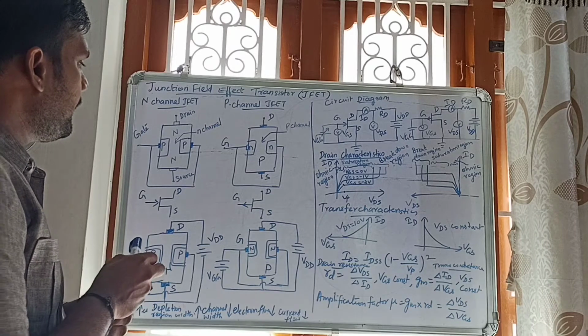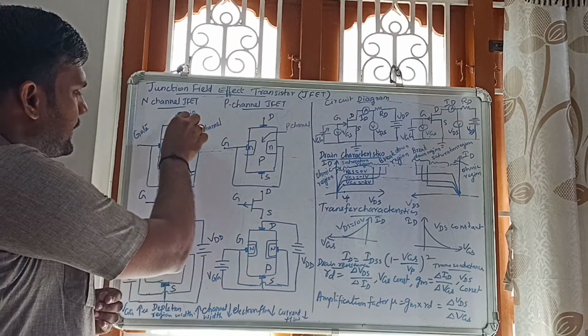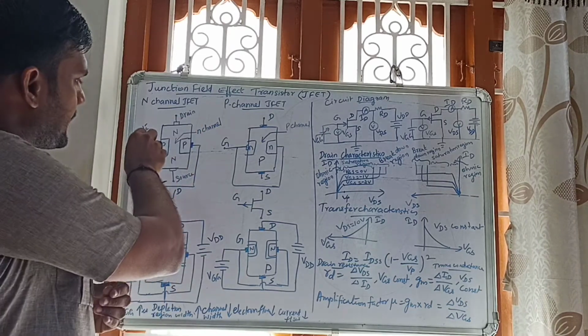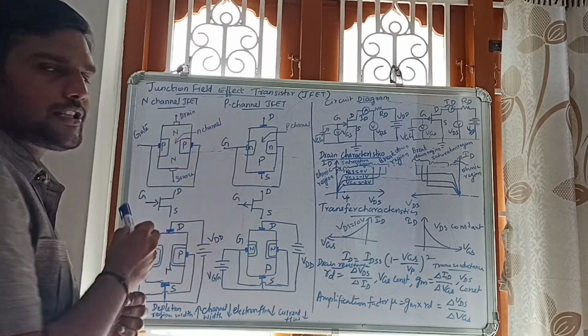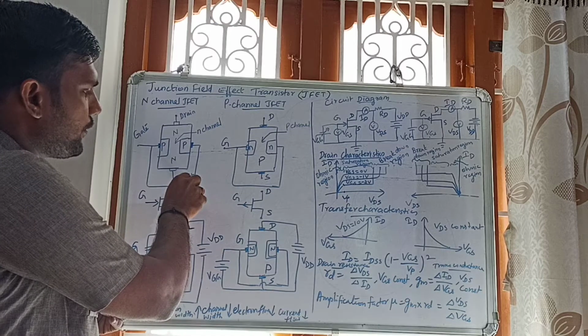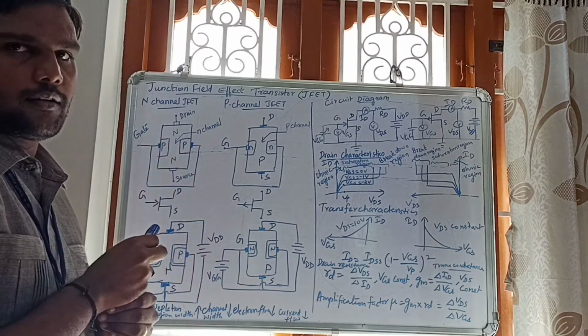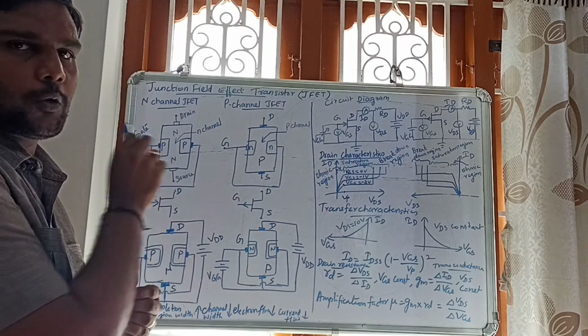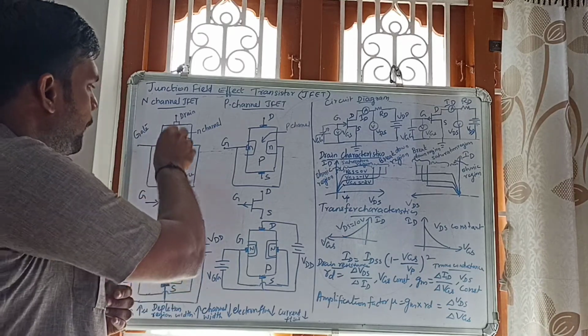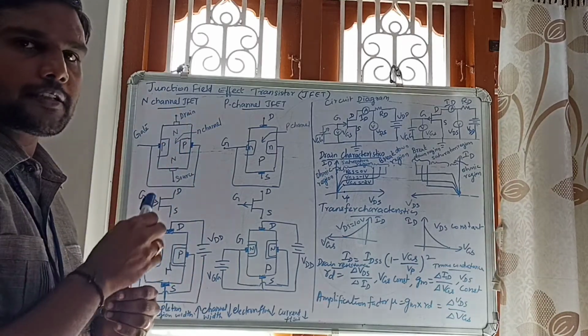Here, three terminals: gate, drain, and source. Gate is the controlling terminal. Drain is the terminal through which the majority carriers are leaving the channel. Source is the terminal through which majority carriers are entering the channel. Here, in N-channel JFET, the majority carriers are electrons. So, because of the flow of electrons, the current conduction takes place.